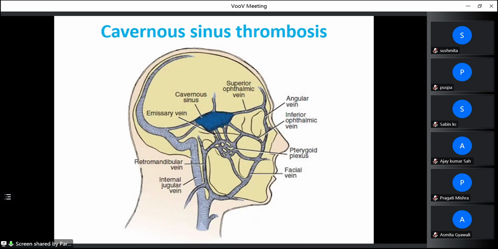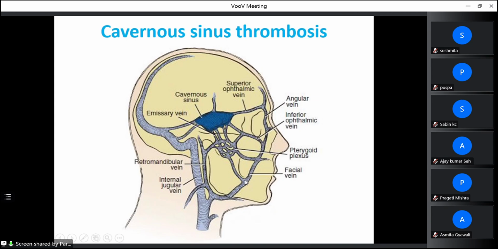Now, cavernous sinus thrombosis is an infection of the cavernous sinus. Here you must understand that there are two pathways: one is the anterior path, one is the posterior path. Anteriorly, infection may spread from the maxillary anterior region through the angular vein and then through either the inferior ophthalmic vein or the superior ophthalmic vein. If there is infection in the maxillary anterior region, it will travel through the angular vein, and from there enter the inferior or superior ophthalmic vein. Through either of them, the infection will reach the cavernous sinus.